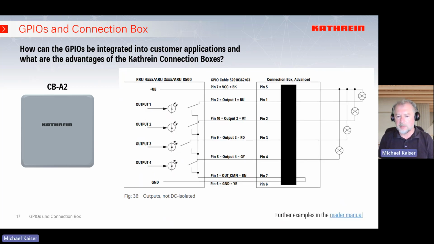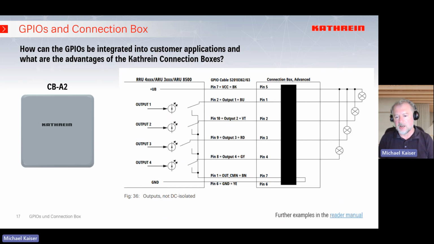Here is a short example, and you will find much more in our reader manual. Here's an example for the outputs, not AC isolated. You see the reader on the left side, and you see the reader pins, pin 7, pin 2, pin 10. And then you see our cable, the 520 362 or 363, the 3 meter or 10 meter cable. In this case, pin 7 is the black cable, the black open wire, and this you have to connect to pin number 5.